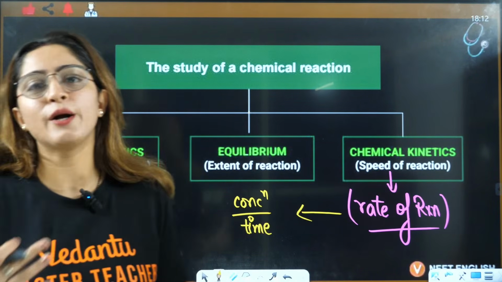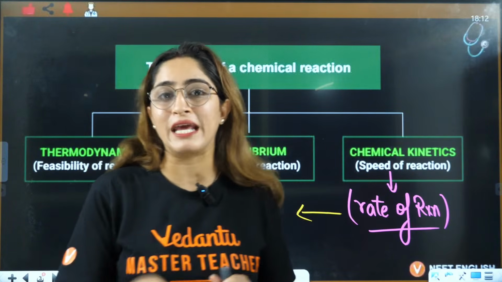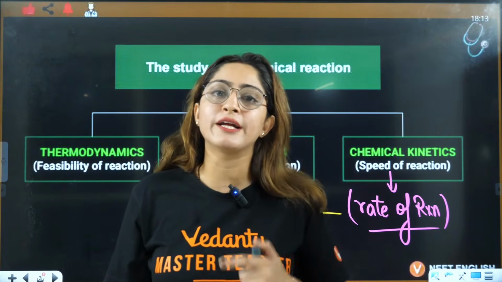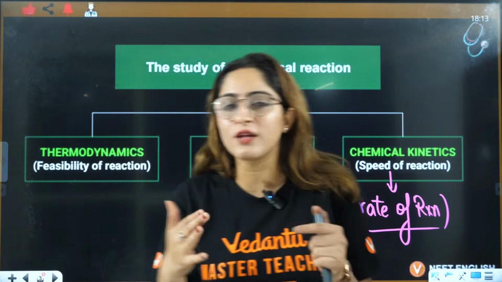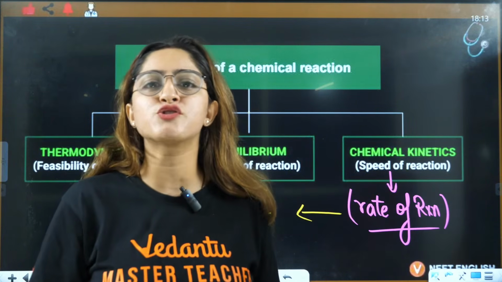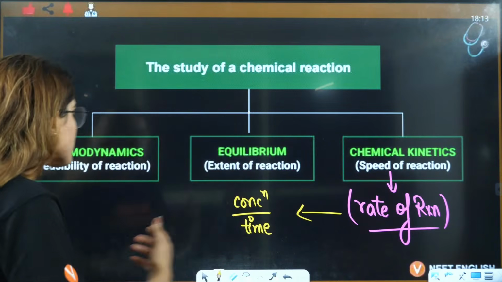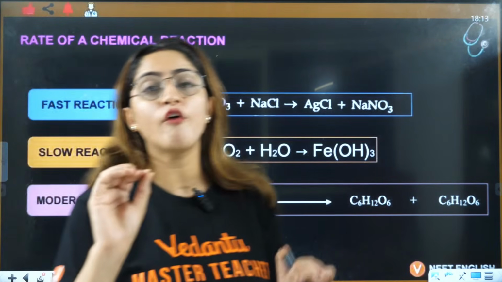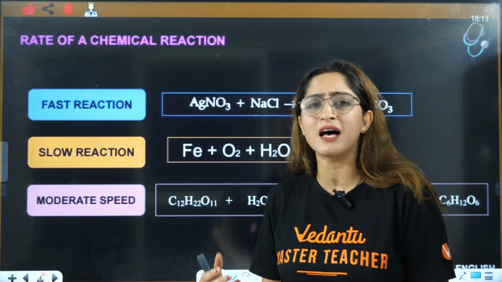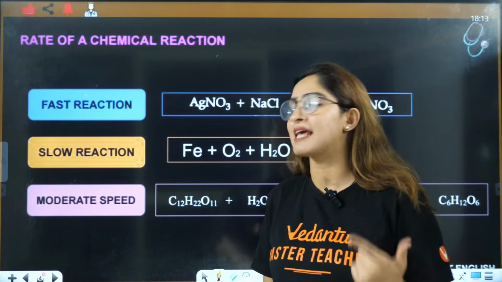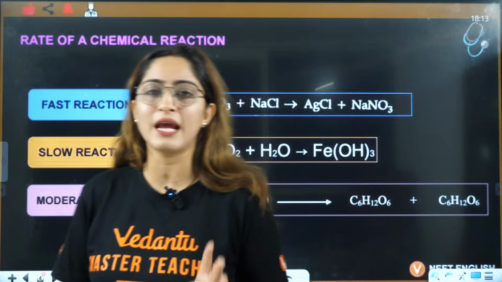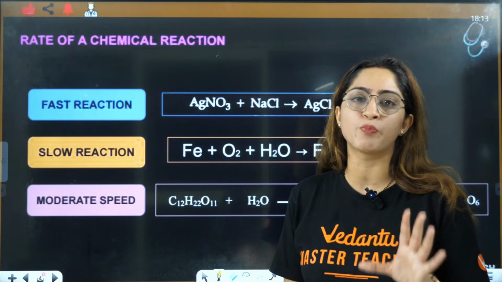Now, if I talk about 1 second, how much concentration is changing, right? You will have the rate of the reaction, right? Either the concentration will change very fast, or it will be very slow, or it will be moderate. So based on that, you have three categories of reactions. First is fast reaction, that is moving very, very fast, happening within seconds, right? Second is slow reaction, that is very slow, right? And the third one is moderate speed, right?